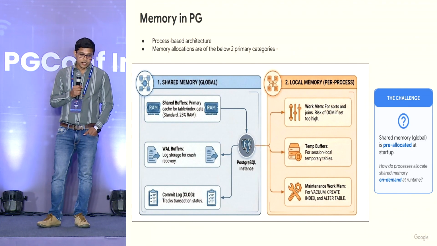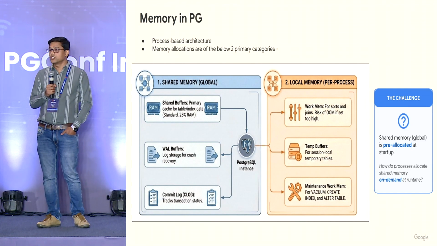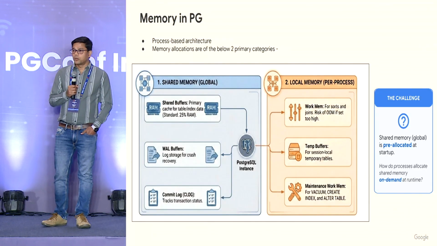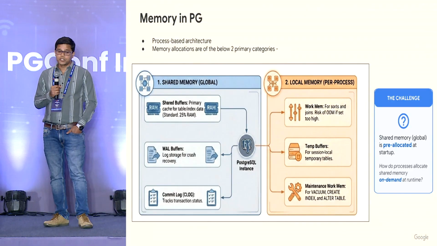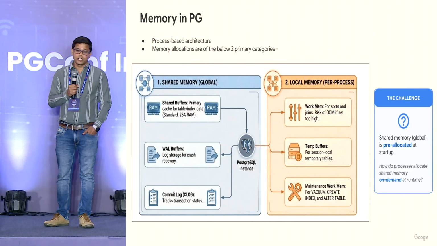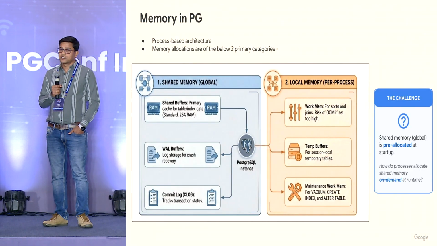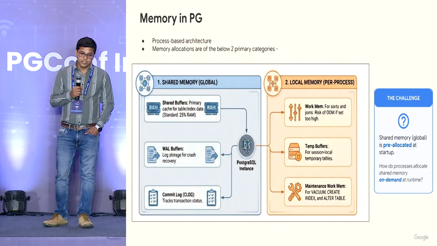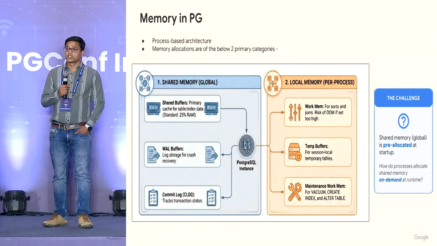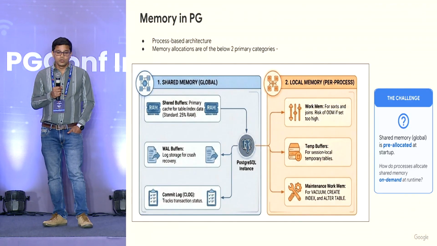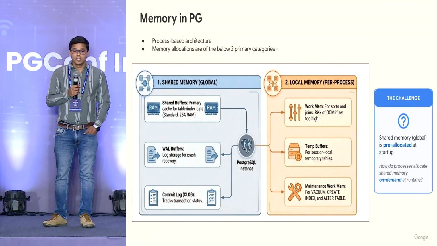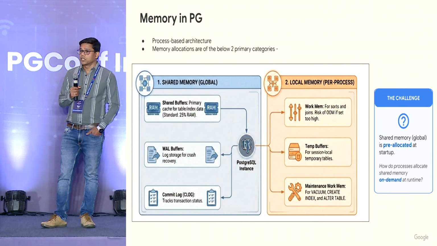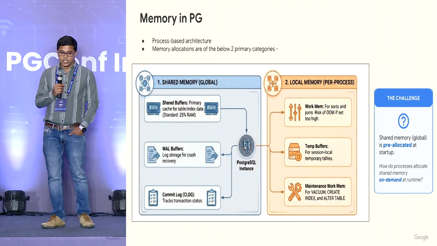Now, in contrast to that, we have another kind of memory, which we call local memory, and those memories are mostly per process. When I say per process, it means each process allocates its own memory and can access it locally. There is no need for other backends to access that. For example, work_mem, which we can configure to provide some additional memory for performing joins or sorting, is mostly used per backend and even at the per-query level.